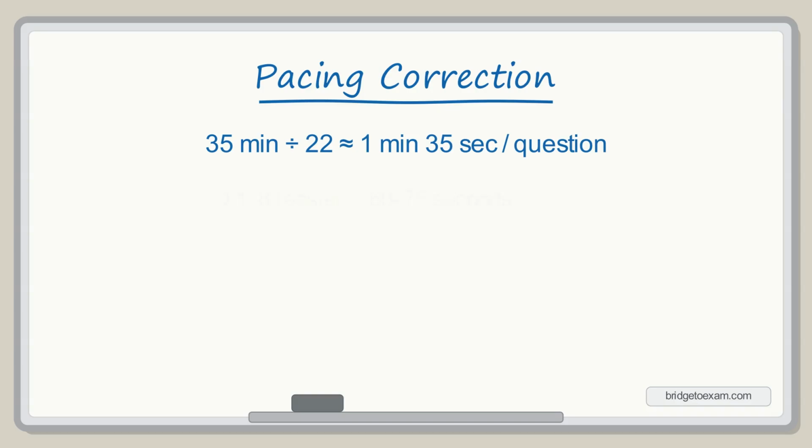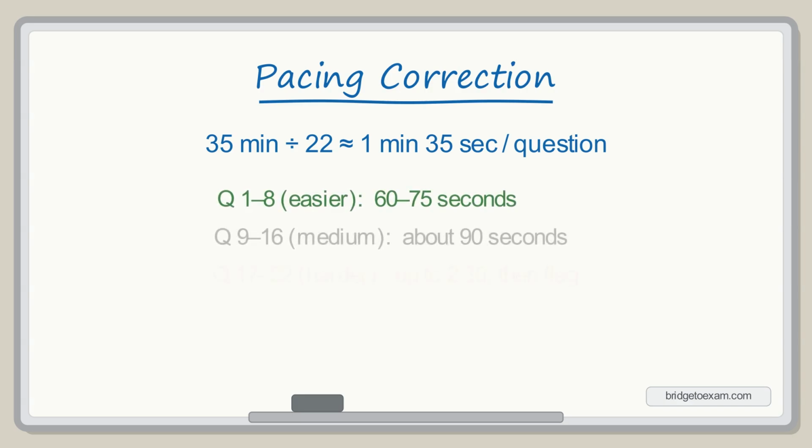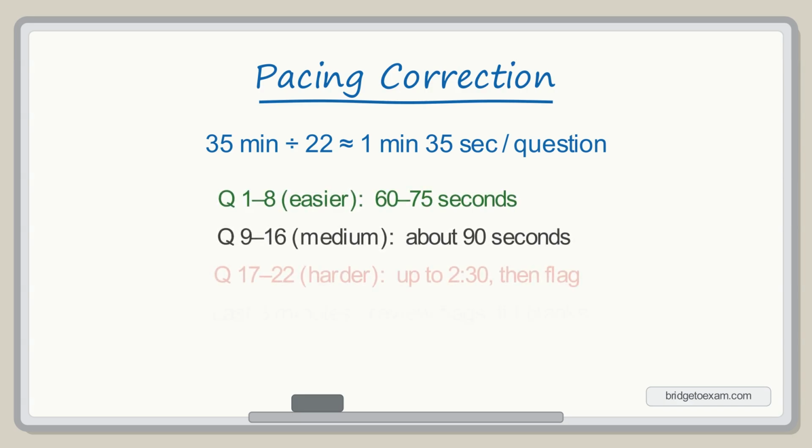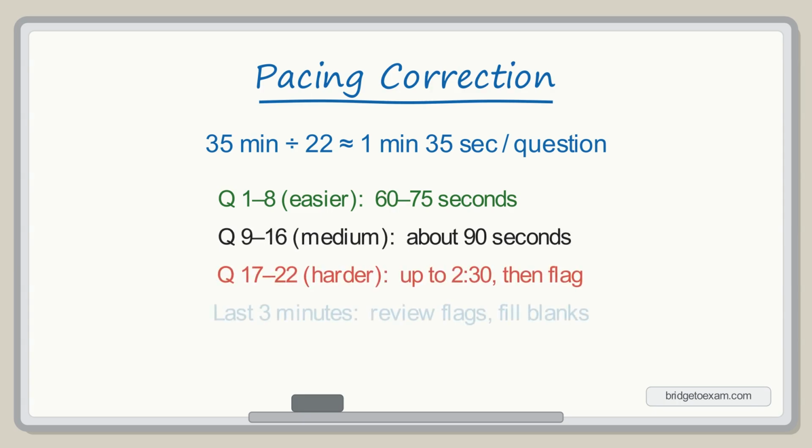Move fast on the easy early questions, 60 to 75 seconds. Give the middle ones about 90 seconds. Allow the hardest up to 2.5 minutes. Then flag and move on. And always keep the last 3 minutes to review flags and fill every blank.